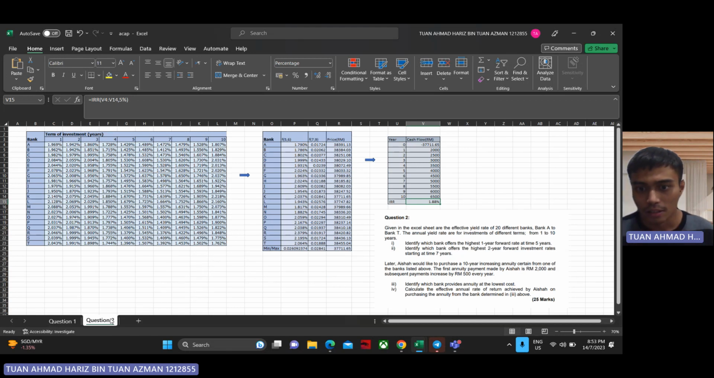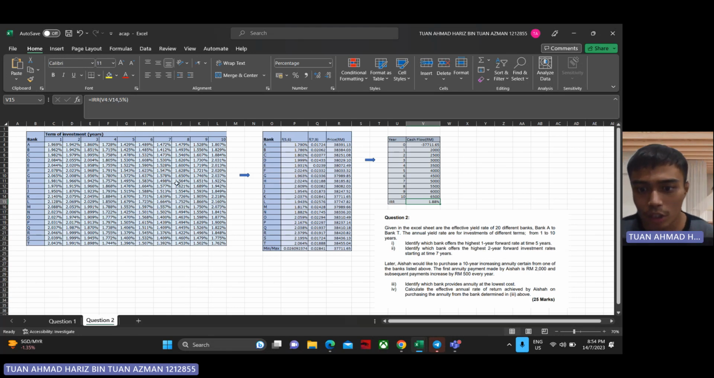The second question given in the Excel sheet gives the effective yield rates of 20 different banks, which is bank A to bank T. And then the annual yield rates are for investments of different terms, from 1 to 10 years. As you can see here, these are the banks and the yield rate of every year that's given in the question. Right, here on the left side.